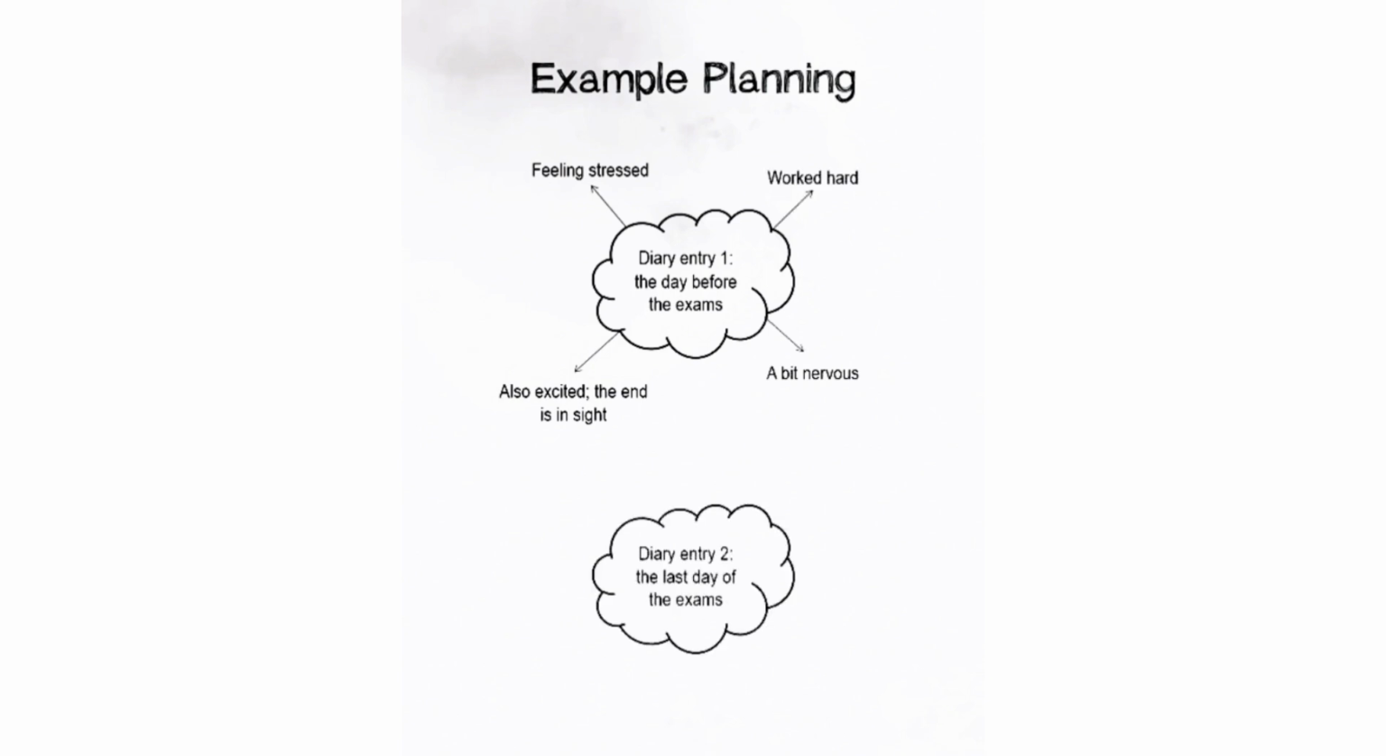The next mind map is for my second diary entry of my experiences, thoughts, and feelings about the last day of my exams. I have noted that I can't change anything now. I am glad exams are over and that I am feeling excited for the December holidays. The second step in the writing process is to write the first or the rough drafts of my 2 diary entries.